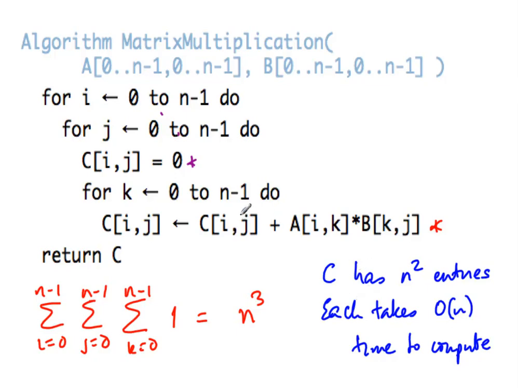So there are two different ways to estimate this complexity. One is to follow our recipe, which is to write out a summation and solve it. The other one is to make some observation about what you're computing and try to count it in a different way. We have to update n squared values, and each of these n squared values takes linear time to compute.